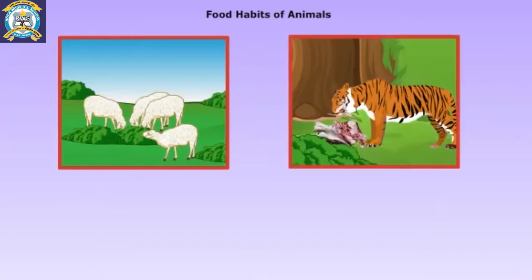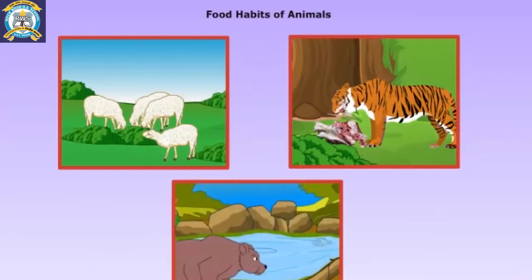Some animals such as lions, tigers, jaguars, and leopards depend upon the flesh of plant-eating animals and other animals for food, and they are known as carnivores. Some animals such as bear and crow eat both plants and flesh of other animals. They are known as omnivores.